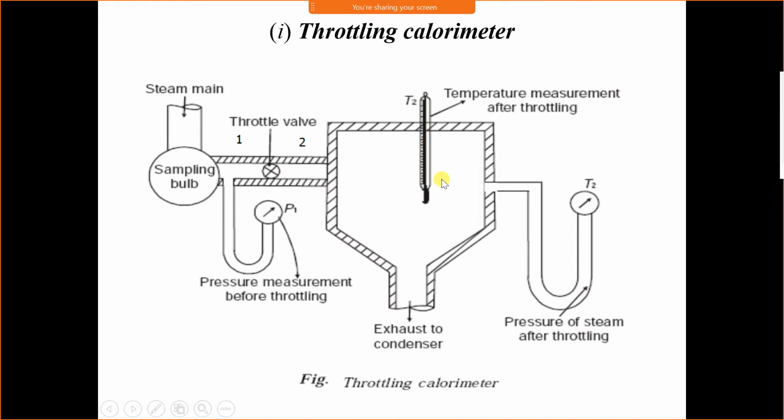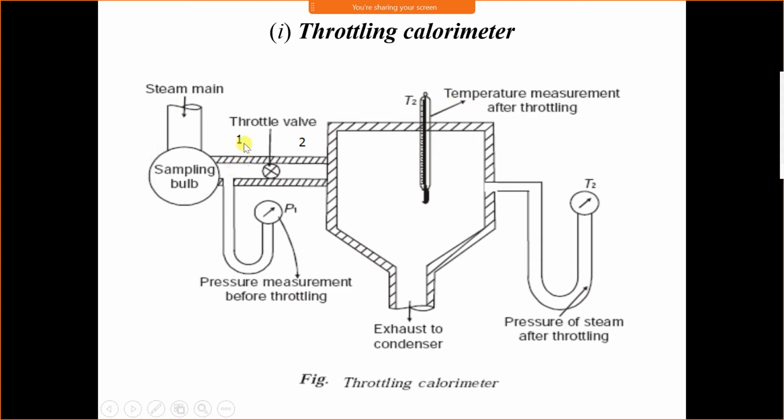Now, in this region, the temperature and pressure of the superheated steam are measured. Here T2 is written, actually it is P2, not T2. Temperature is measured with the help of a thermometer and pressure is measured with the help of a U-tube manometer or pressure gauge. Now with the help of temperature and pressure, the enthalpy of steam is calculated from the steam table.